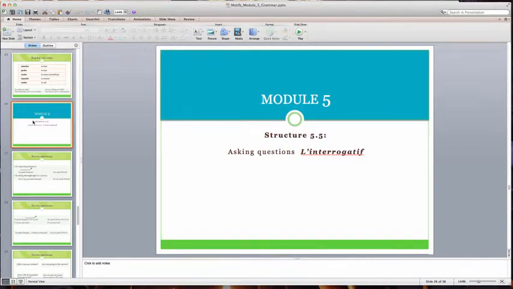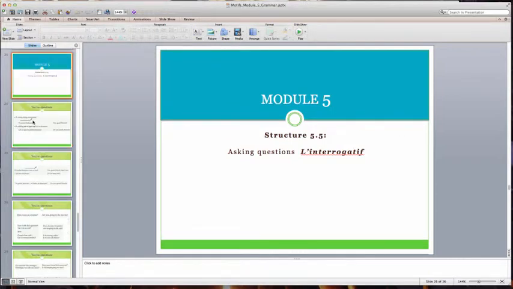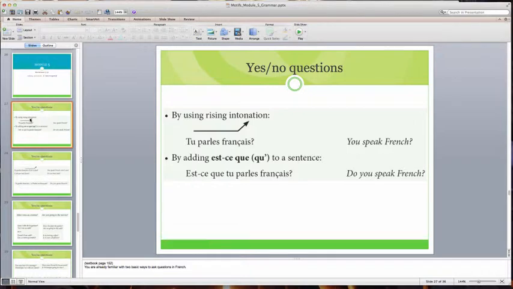Welcome to Structure 5.5. This is the last grammar structure in the 5th chapter. I have to warn you, however, this is going to be a bit long. The lesson is on asking questions, l'interrogatif. There are several different ways to do this in French, and so going through it is going to take a little bit of time. Get your popcorn out.